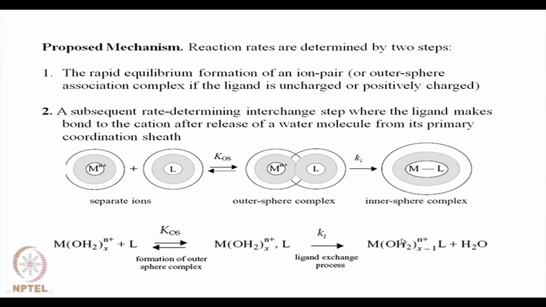So, initially an outer sphere association, followed by the subsequent rate determining step where the ligand gets in and a water is taken out. This is a plausible mechanism for this ligand exchange process. It may be water, or it may be something else other than water as well.